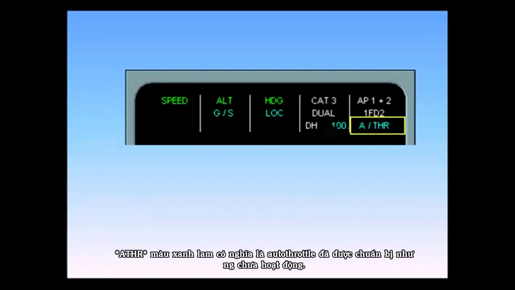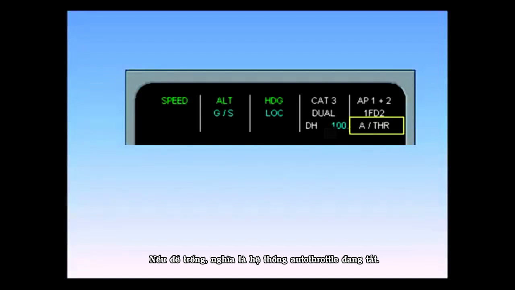ATHR in blue means that the auto throttles are armed but not actually operating. ATHR in white means that the auto throttles are engaged and operating. A blank means that the auto throttle system is off.